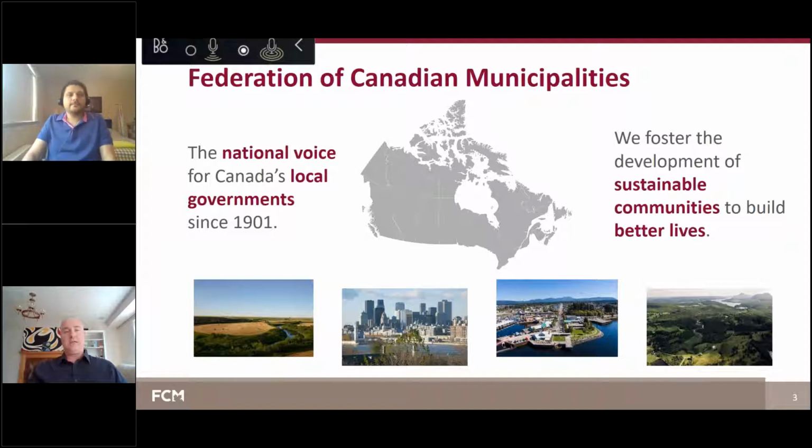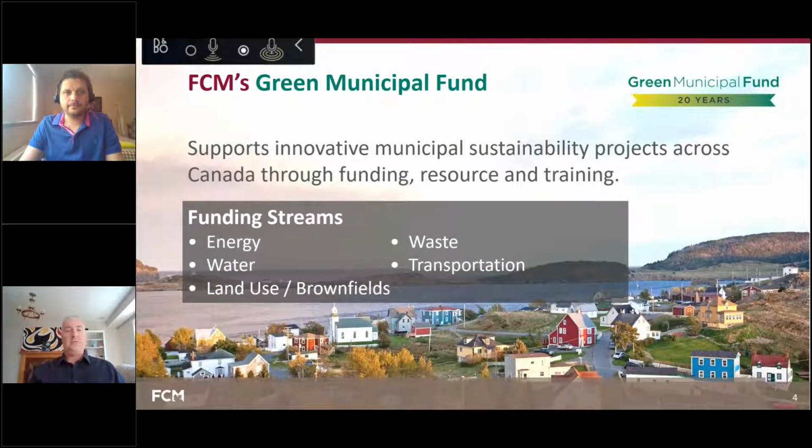The Federation of Canadian Municipalities has been the national voice for Canada's local governments since 1901. At any given time, we represent up to 2,000 municipalities, which represents up to 91% of the Canadian population. The overall goal is truly to deliver better lives to Canadians, and we achieve this by concentrating on the outcomes of municipal projects and programs. FCM's Green Municipal Fund supports innovative municipal sustainability projects through the following funding streams: energy, waste, water, transportation, and brownfields.